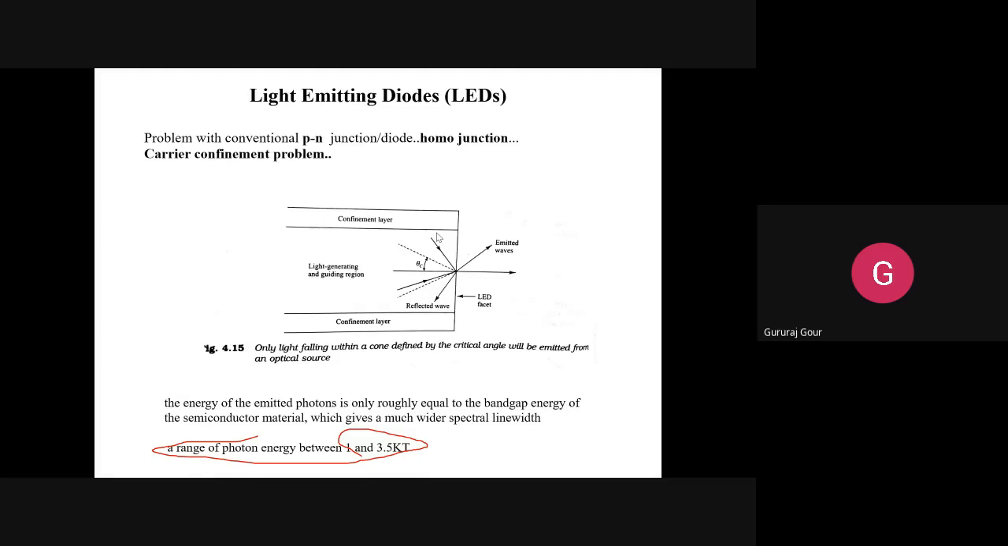The basic working of this conventional PN junction diode as a basis for LED, carrying the homo junctions, will create a carrier confinement problem because of one important condition: letting only those rays which are falling within the cone angle formed by the critical angle. The remaining light rays are obstructed, creating the problem of carrier confinement. They are confined to the wall, thereby reducing the power or the efficiency of the LED.